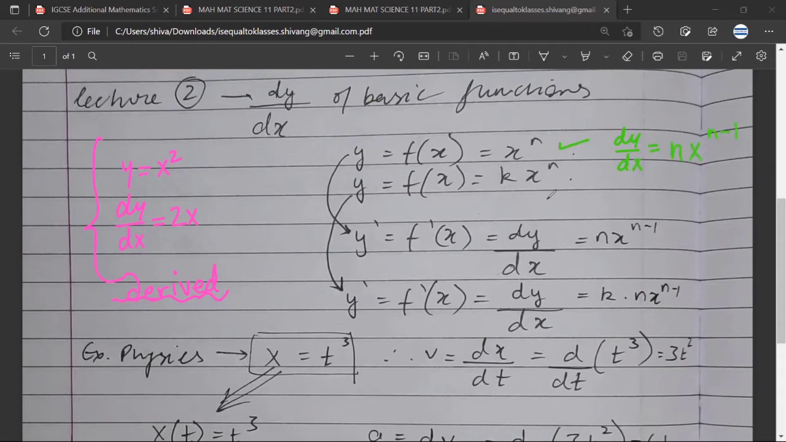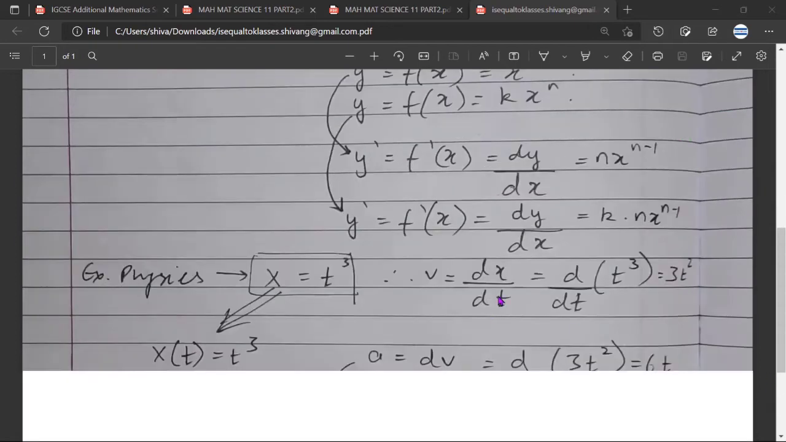Yeah. Similarly, if the function is something like k x^n, where k is a constant, then the differential is simple. All I need to do is just keep my k outside and take the differential of x raised to power n. X raised to power n differential is n x raised to power n minus 1. Avantika, is it making sense? Yeah.